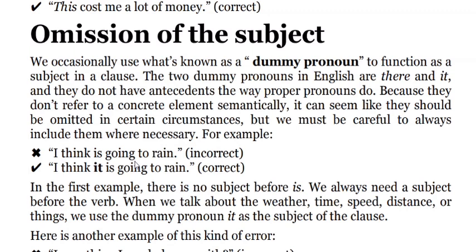"I think" is a complete sense, but there is no subject in the first example to represent rain. In the first example, there is no subject before "is." We always need a subject before the verb when we talk about the weather, time, speed, distance, or things. We usually use the dummy pronoun "it" as the subject of the clause. There are two kinds of dummy subject we can see here: "there" and "it." Okay.